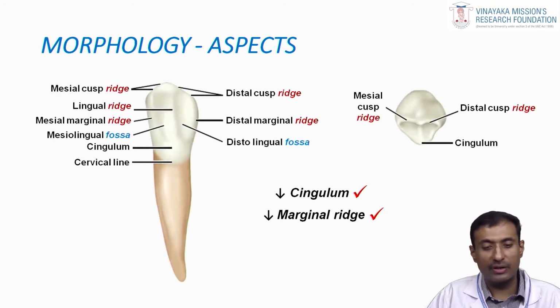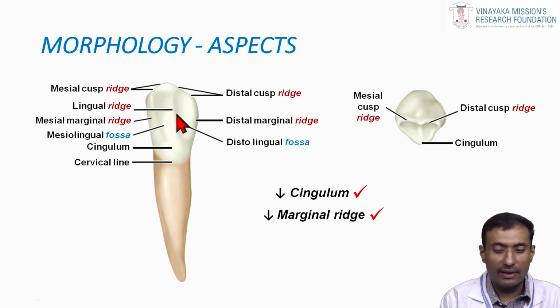So this is trying to emphasize the lingual aspect of the mandibular canine. We can see here that the cingulum is less pronounced, the mesiodistal diameter is narrower, and the whole length of the tooth is comparatively shorter than that of the maxillary canine.